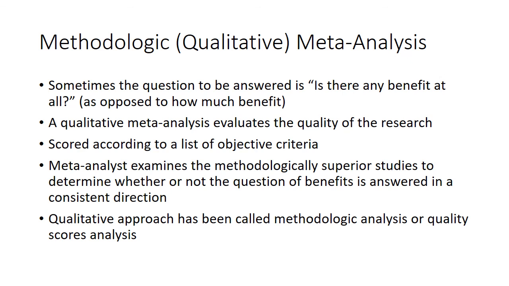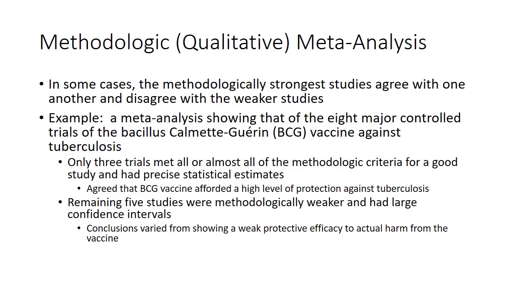You may also find this referred to as a methodological analysis or quality scores analysis. In some of these cases, you may find that methodologically speaking, the strongest studies tend to agree with one another, whereas weaker studies will disagree. A lot of that has to do with power and how many people were involved in the studies.